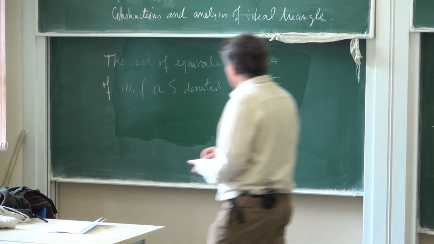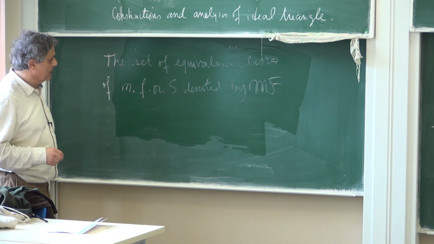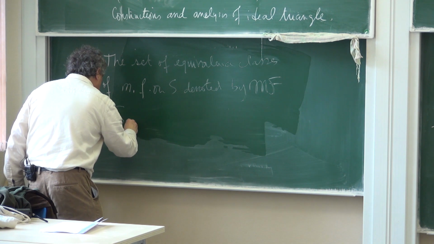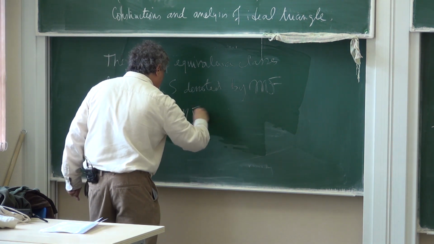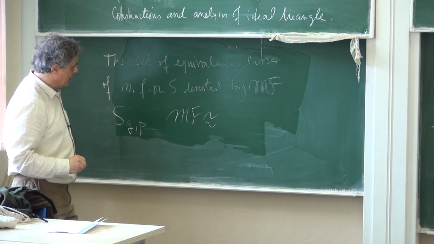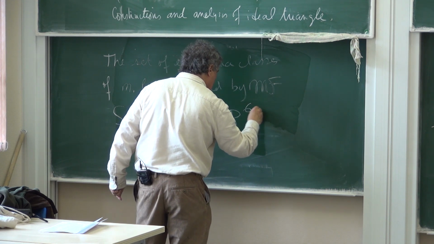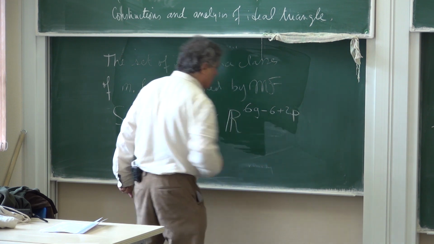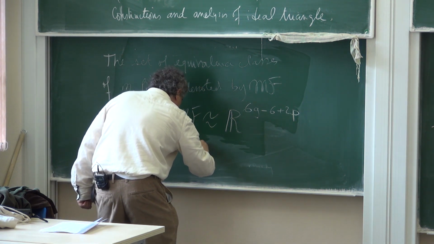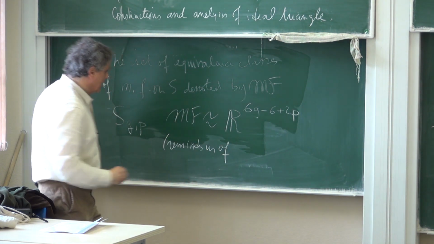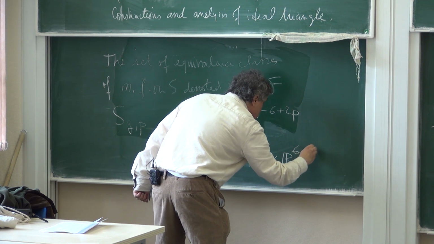In fact, it has a topology. I will talk about its topology. If S is a surface with genus G and P boundary components, MF equipped with its topology will be homeomorphic to some Euclidean space or vector space of dimension 6G minus 6 plus 2P. This reminds us of this homeomorphism between Teichmüller space and a vector space of dimension 6G minus 6 plus 2P.